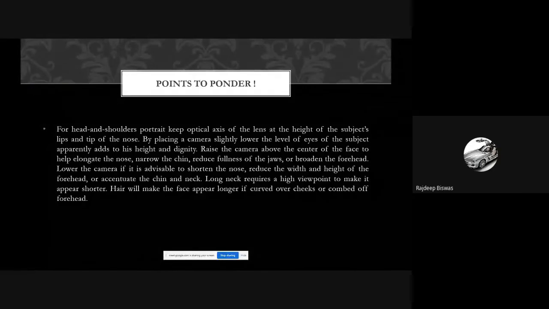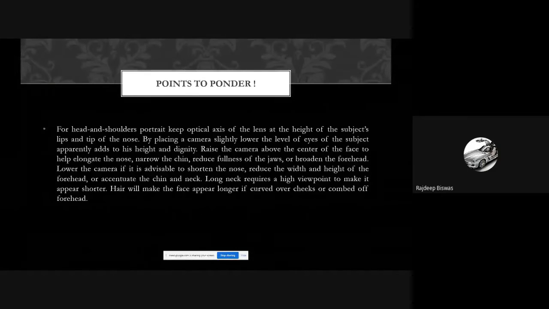Okay. Heads up, for a head and shoulders portrait, keep the optical axis of the lens at the height of the subject's lip and tip of nose. In simple terms, if you're shooting a head and shoulder portrait, place your camera in such a way that it's in alignment with the nose or the tip of the nose or the lip of the subject. Now, placing the camera slightly lower than the level of the eyes of the subject apparently adds to the height and dignity of the subject. Dignity is just an added term, but it gives you an impression of height of the subject.